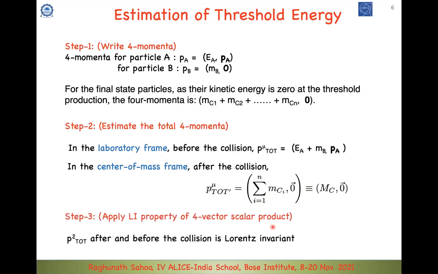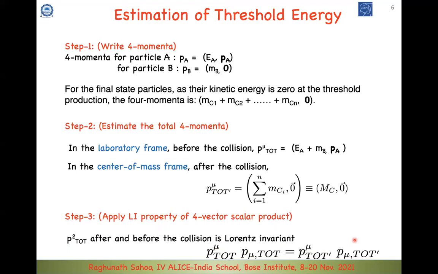Now you apply the Lorentz invariant property of the 4 vector scalar product, so that my P squared total, which is P mu contravariant with P mu covariant, gives me P squared total. So before and after the collision it is Lorentz invariant. You can write that P mu contravariant total times P mu covariant total before the collision is equal to the same quantity after the collision.